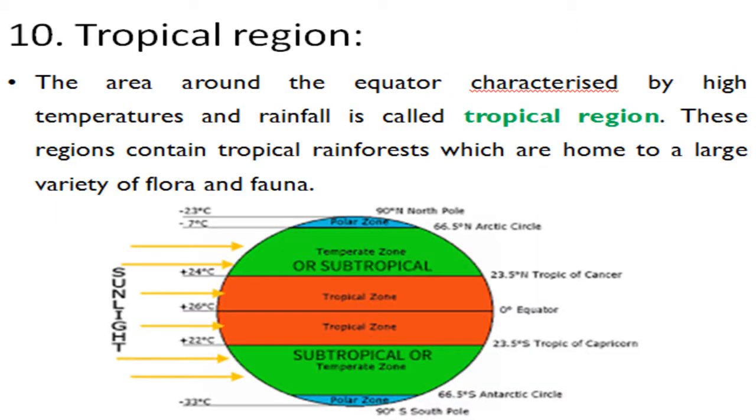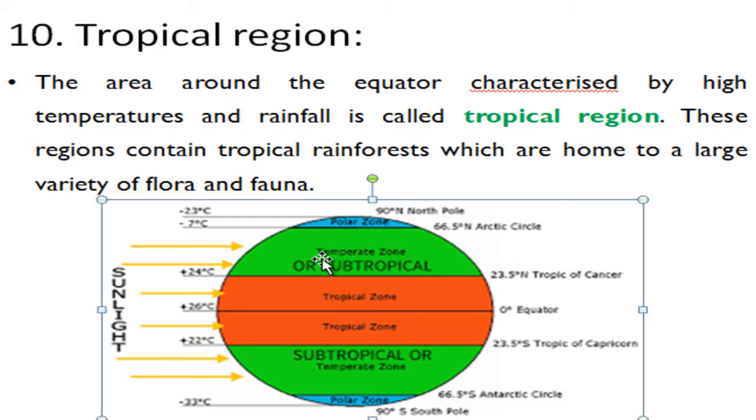Next is tropical region. The area around the equator, characterized by high temperature and rainfall, is called the tropical region. These regions contain tropical rainforests which are home to a large variety of flora and fauna. You can see in the figure those regions that are near the equator, 0 degree, tropical zone. As you can see, this red colored marked area, those regions are called the tropical region. So those areas that are near the equator are called the tropical region.